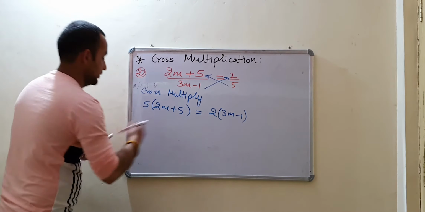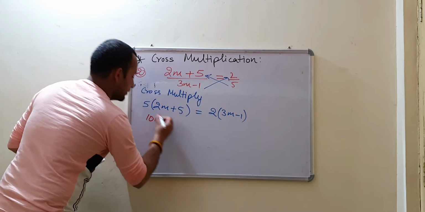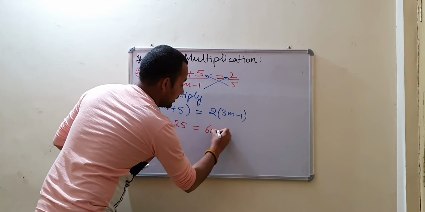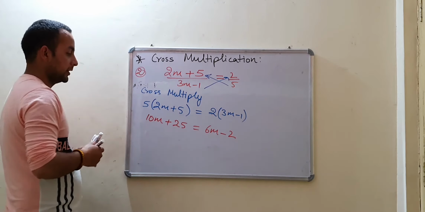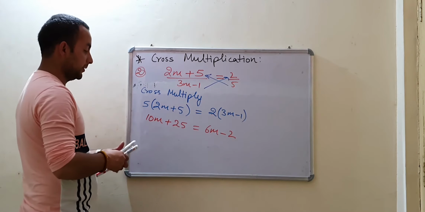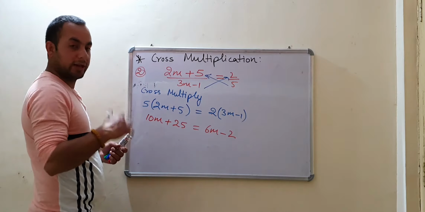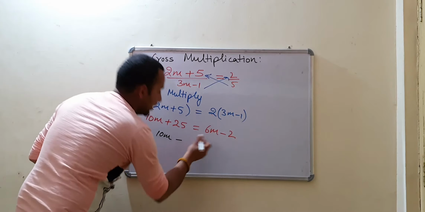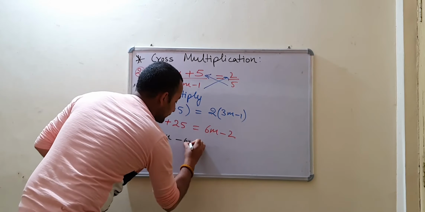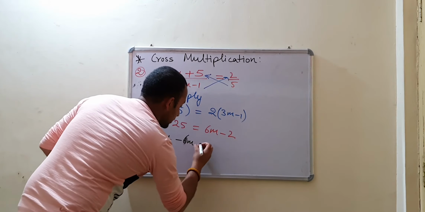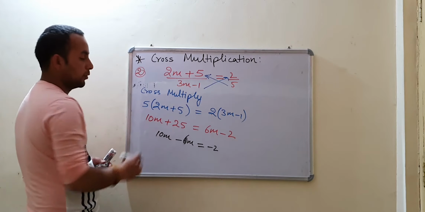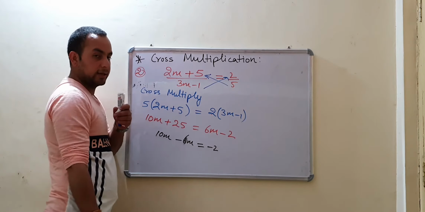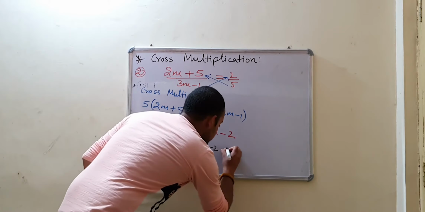So 5 twos, by the distribution method, 10m, plus 5 fives are 25, equals 2 threes are 6m, 2 ones are negative 2. That is 10m + 25 = 6m - 2. We will keep the variable on one hand side and constant on another hand side. So we will keep 10m as it is and positive 6m will become negative 6m. Equals, this is negative 2, this is positive 25. When positive 25 shifts from left hand side towards the right hand side, its operation will be changed, so it will convert into negative 25.